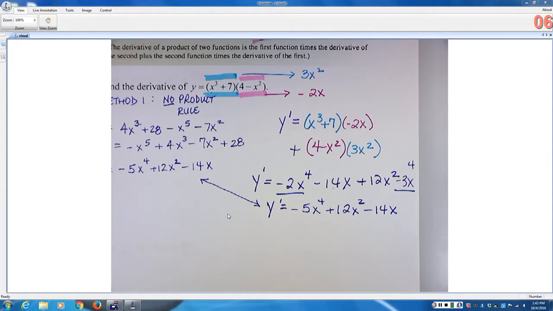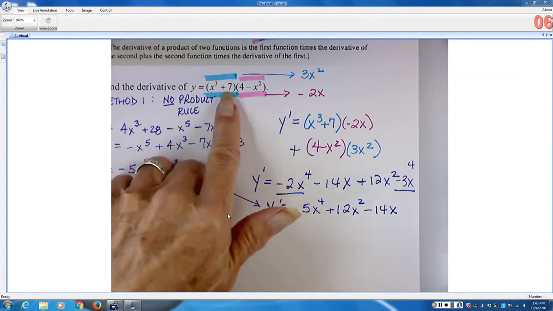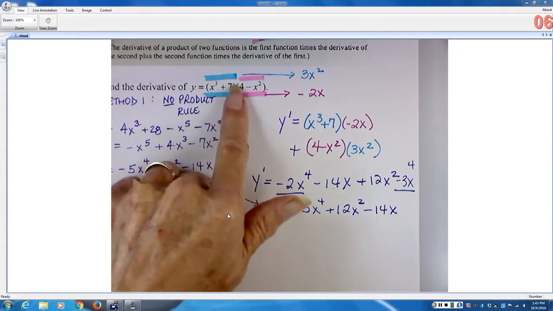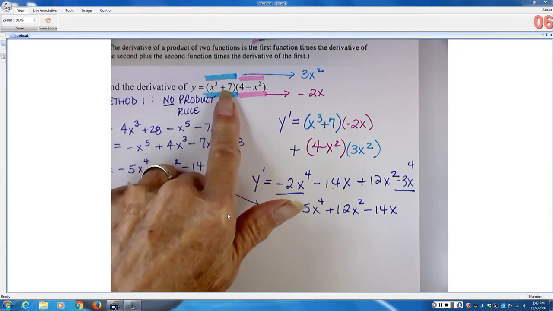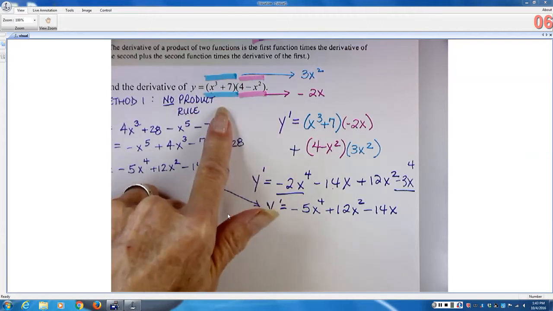Now, is one better than the other? No. Is one shorter than the other? No. Not for this problem. But you can see where this could get pretty ugly too. Those could have 4 or 5 terms each. Or it could be something besides polynomial functions, which we'll get into later.